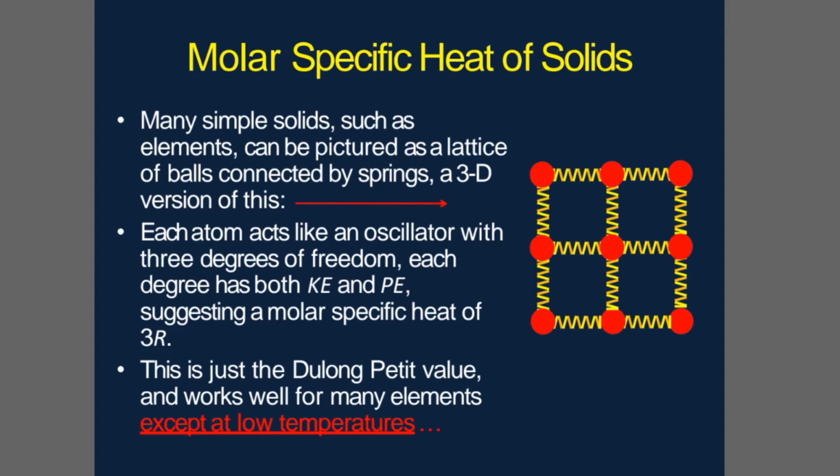Molar specific heat of solids. Many simple solids such as elements can be pictured as a lattice of balls connected by springs. A 3D version of this is shown in the figure. Each atom acts like an oscillator with 3 degrees of freedom. Each degree has both kinetic energy and potential energy, suggesting a molar specific heat of 3R. This is just the Dulong-Petit value and works well for many elements except at low temperatures.